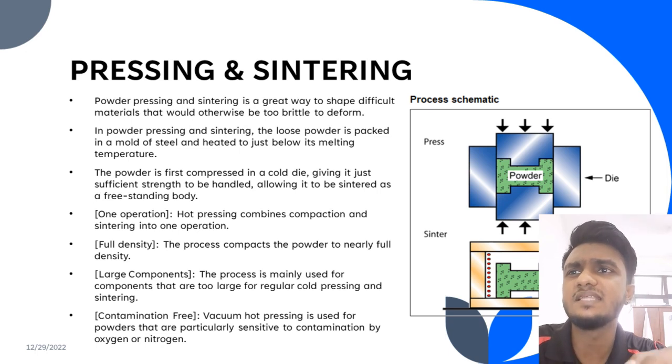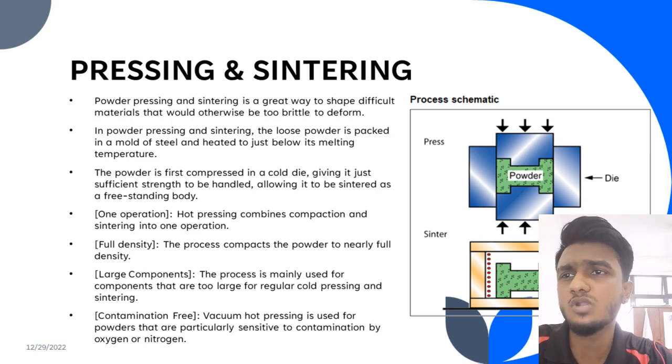In pressing and sintering, the powder is first compressed in a cold die, giving it just sufficient strength to be handled, allowing it to be sintered as a freestanding body. Better densification, strength and ductility are given by hot pressing, which combines compaction and sintering into one operation. The powder is heated in a graphite or ceramic die under sufficient pressure to compact the powder to nearly full density. The process is mainly used for components that are too large for regular cold pressing and sintering.